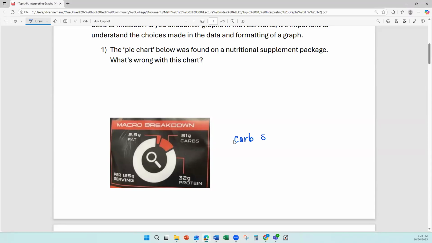The carb slice should be larger than the protein slice. So I would assume this is a package from some sort of protein product that is emphasizing the amount of protein, but thereby de-emphasizing the amount of carbs in a way that's possibly misleading.